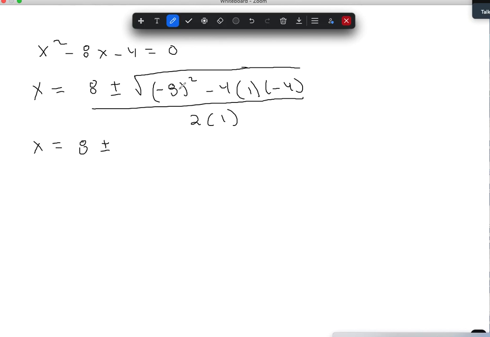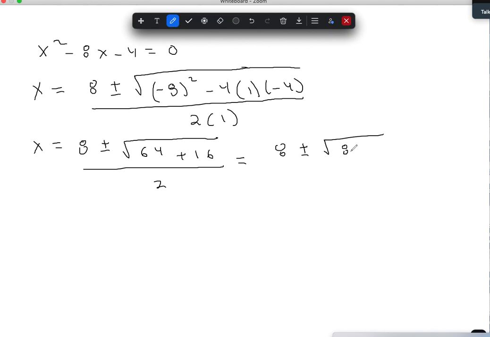So this is 8 plus or minus the square root of negative 8 squared. So that's that spot a couple questions ago where you got to be careful with that negative, and that's going to be a positive 64. And then that's minus and minus, so that makes plus 16. And I think based on your answer, somewhere in there something went a little awry. And now we have 8 plus or minus, let's see, that'd be the square root of 80, all over 2. Okay, so now we got to figure out the 80 here.